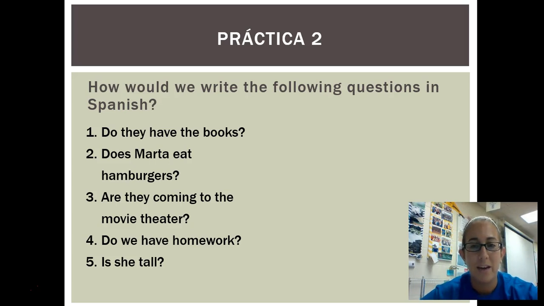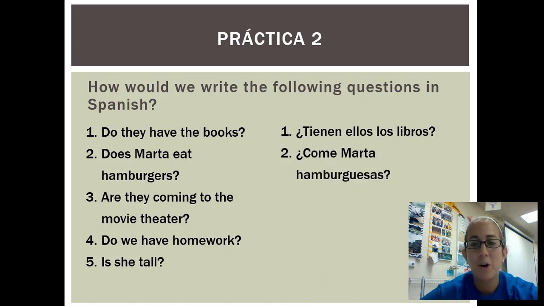All right. Here we go. Let's see how you did. Do they have the books? ¿Tienen ellos los libros? Does Marta eat hamburgers? ¿Come Marta hamburguesas? Are they coming to the movie theater? Again, notice we have are. Are is also a cross-out word. ¿Vienen ellos al cine?